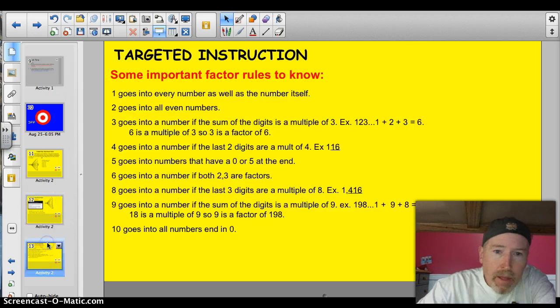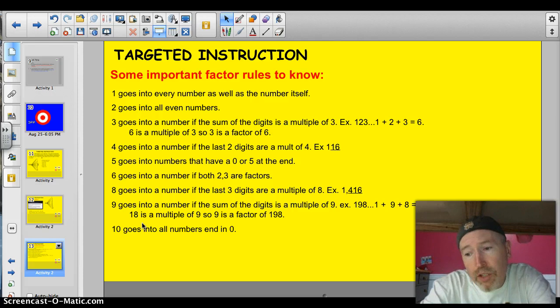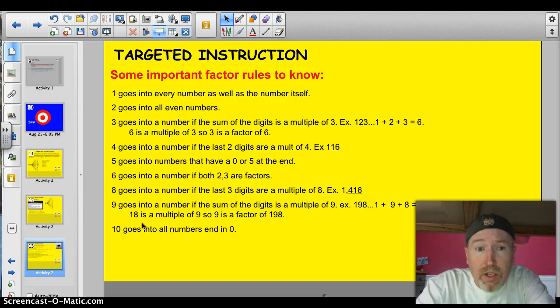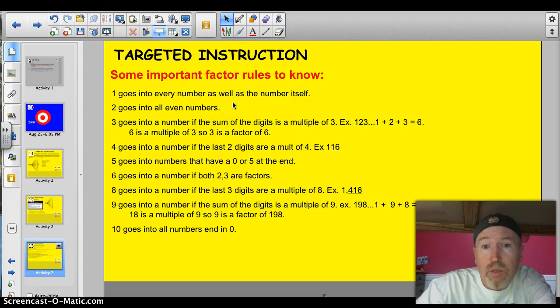All right. There are some important factor rules to know that I'm sure you've heard these before, but I'll demonstrate them as I go through. There's just a lot of things that you can do with these rules. Knowing that 1 goes into every number as well as the number itself. That 2 goes into all even numbers.